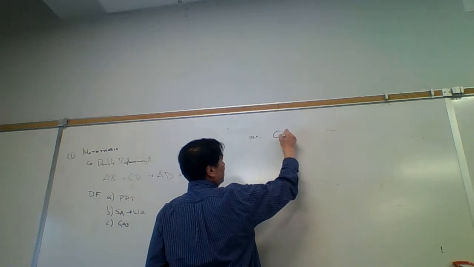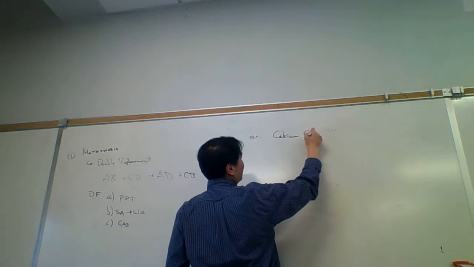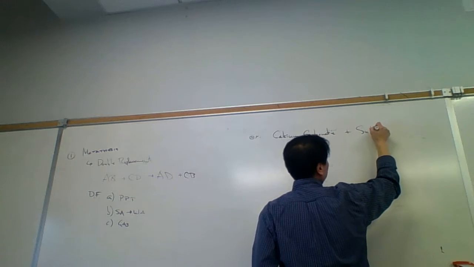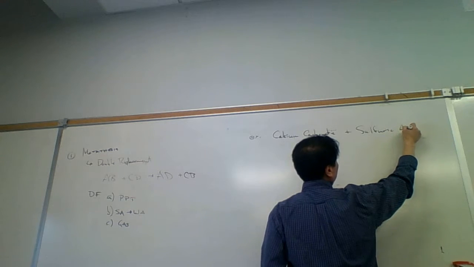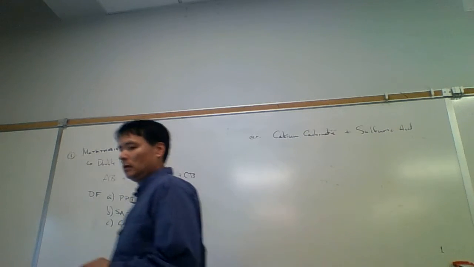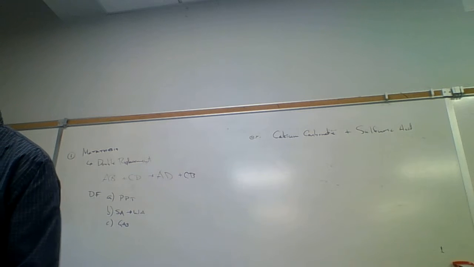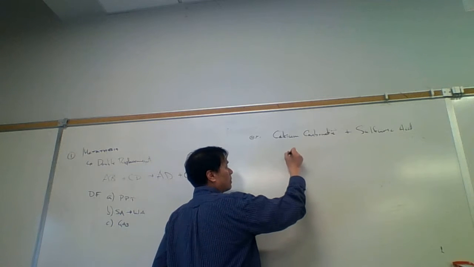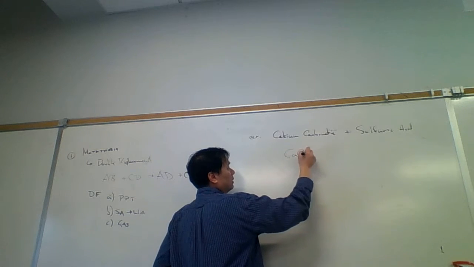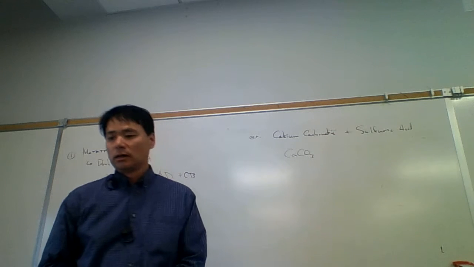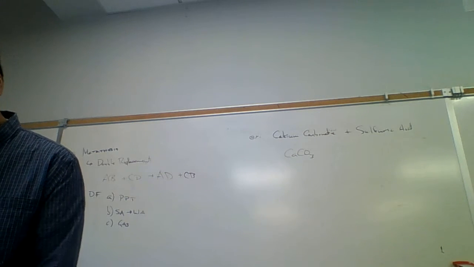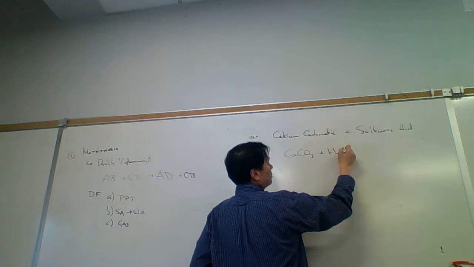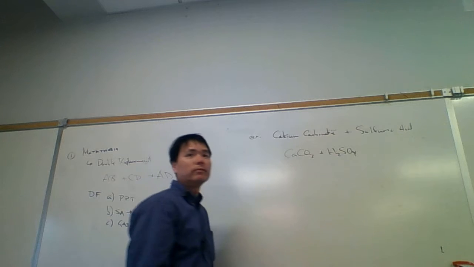Let's say we take calcium carbonate and sulfuric acid. What's the formula for calcium carbonate? CaCO3. And sulfuric acid? H2SO4. Then we'll figure out the states for it.